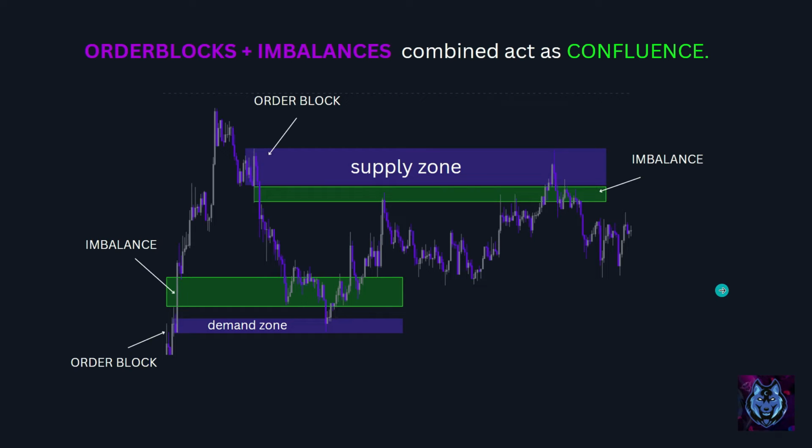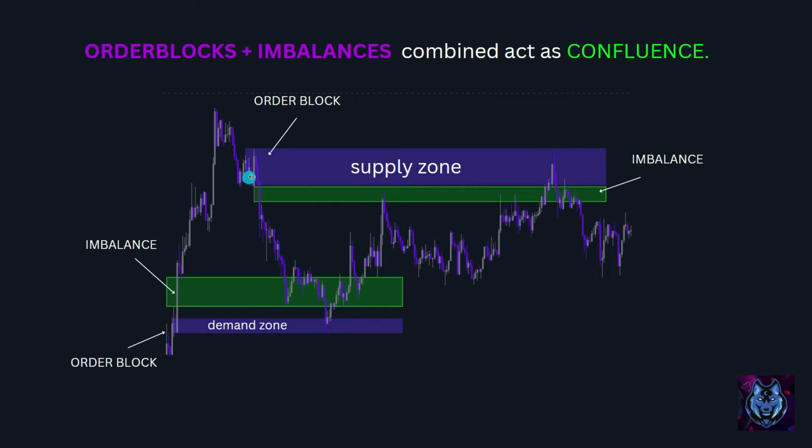Order blocks and imbalances are combined to act as confluence. So I like to use order blocks and imbalances. As you can see, price moved up fast with these massive momentum candles, left behind an order block, which is our demand zone, and then we marked out our imbalance zone as well. Price came up. On the way down, it did the same thing again. Created this massive momentum move to the downside, left behind a supply zone order block, and left behind an imbalance.